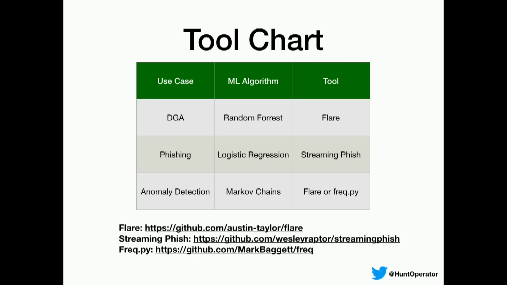So the tool chart, I broke it down. Big shout out to Wes Connell for coming up with Streaming Fish. It's a big contribution to the community. I don't think it's received a lot of attention on GitHub, but it works really well. If you're doing DGA, I have a random forest example with Flare, phishing using logistic regression and Streaming Fish, and then for general anomaly detection, you can use Markov chains, or you can download freq.py, which Eric Conrad covered earlier. It covers something very similar to that. Have links at the bottom.